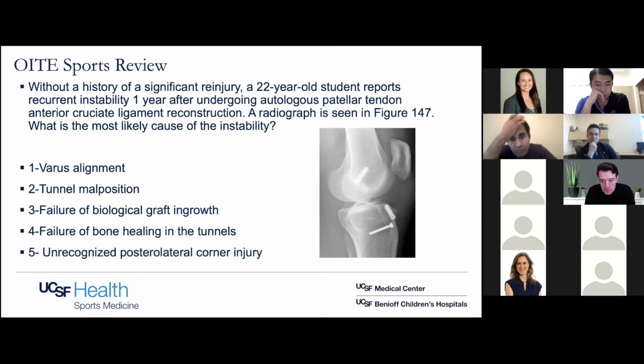So 1, varus alignment, is hard to evaluate on this lateral radiograph. 2, tunnel malposition. We talked about some of the factors being the femoral side being more posterior, and the tibial side I am concerned about based on the position of that screw, but I'll go on to 3. 3 is failure of biological graft ingrowth. The timing is 1 year after undergoing autologous patellar tendon ACL reconstruction, so I would suspect that it healed and then happened a year later. That makes me not favor that response.